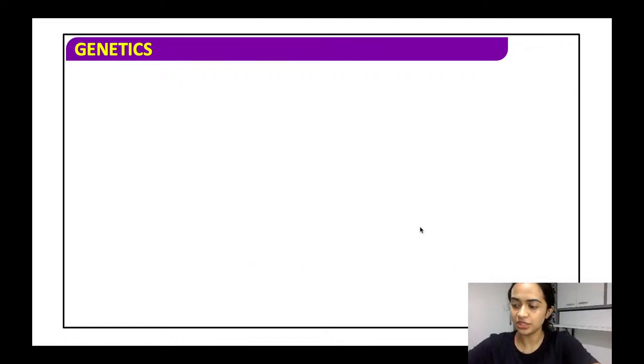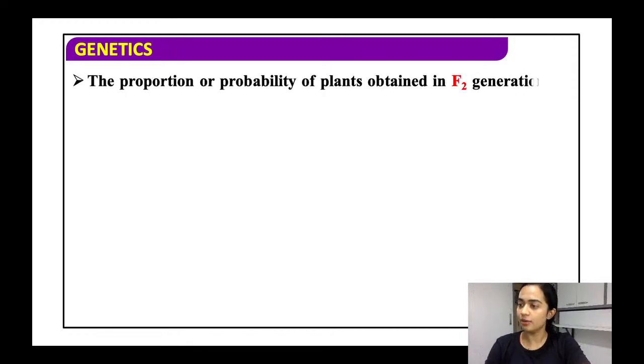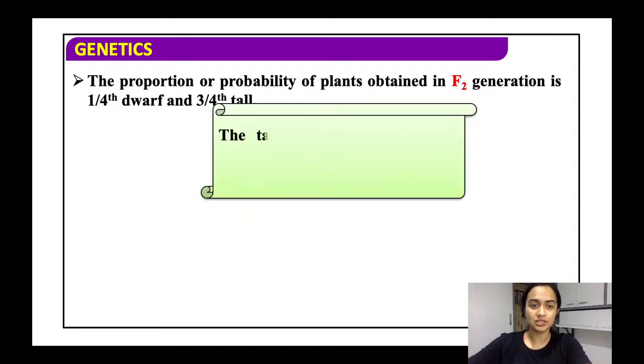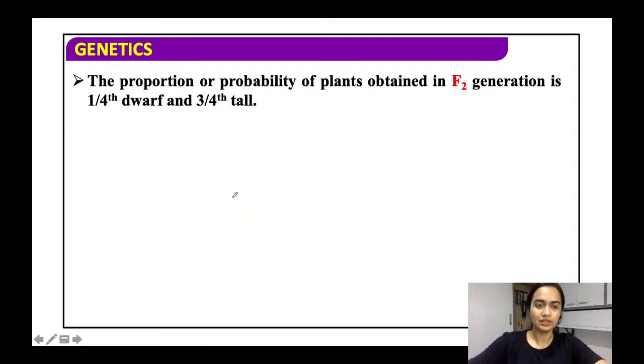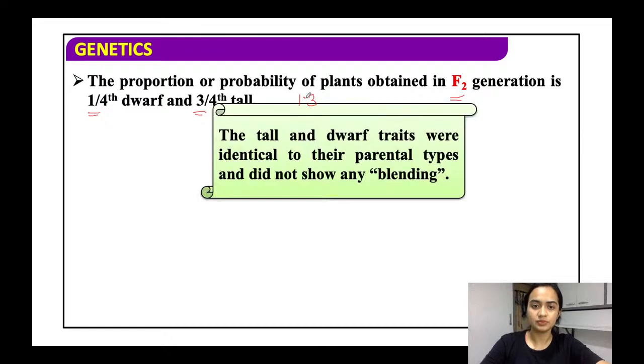So there are many objective questions that are asked from these concepts. So you need to remember these. Now, the proportion or the probability of plants of the F2 generation is 1/4 are dwarfs and 3/4 are tall. So we have a ratio of 1:3. The tall and the dwarf traits were identical to their parent types and they did not show any blending.